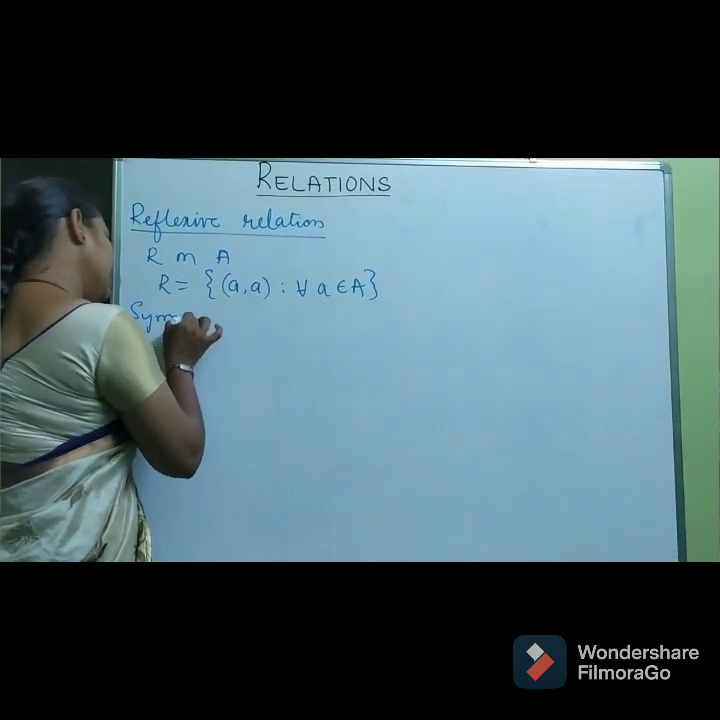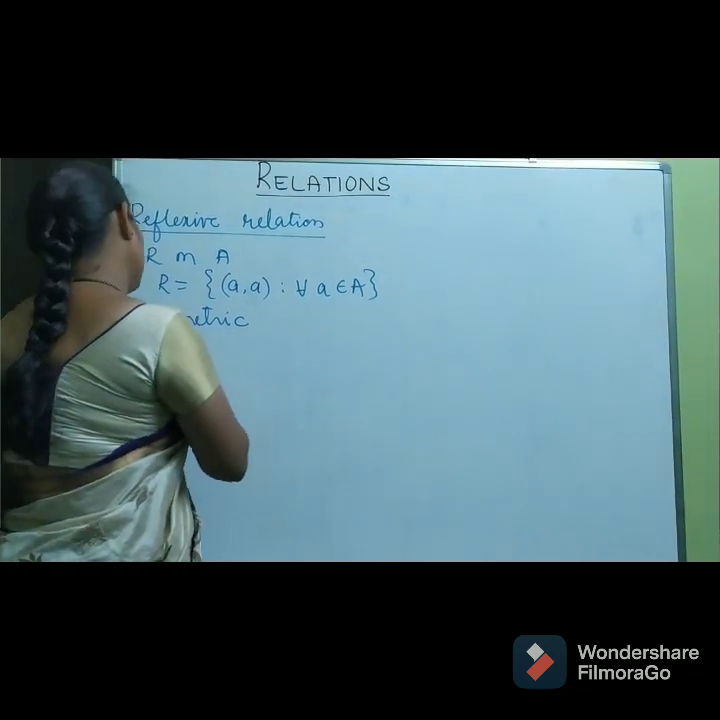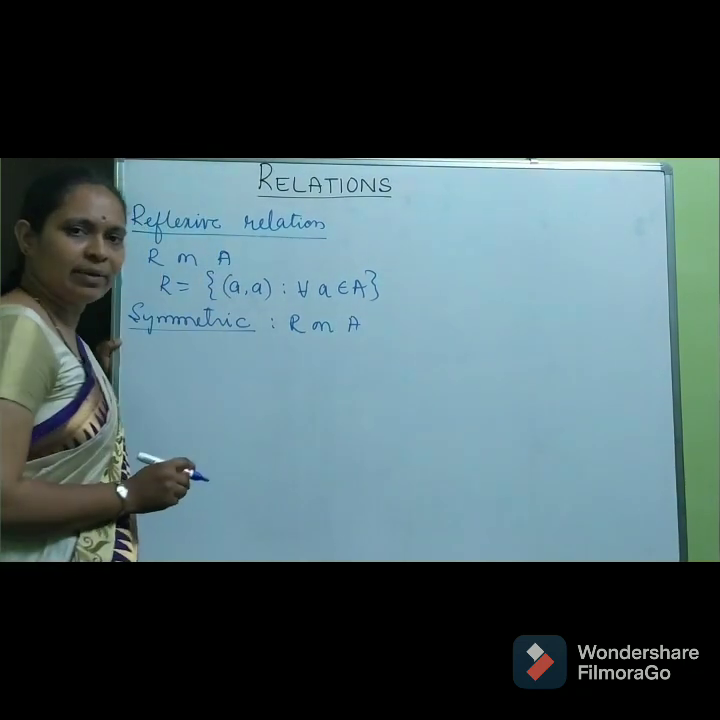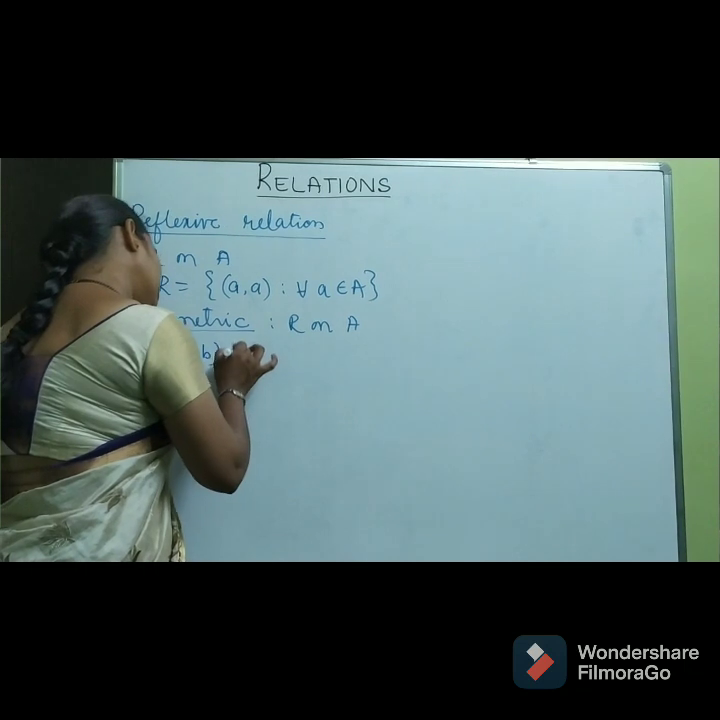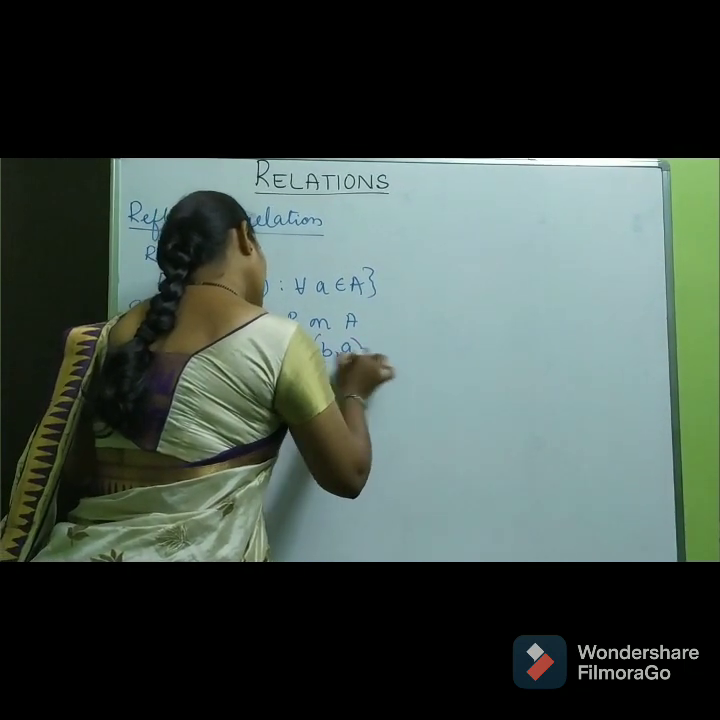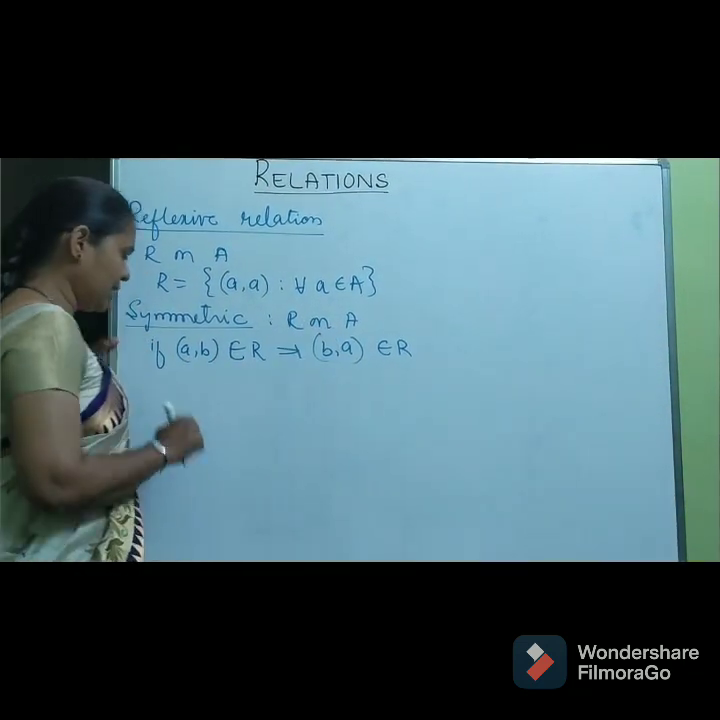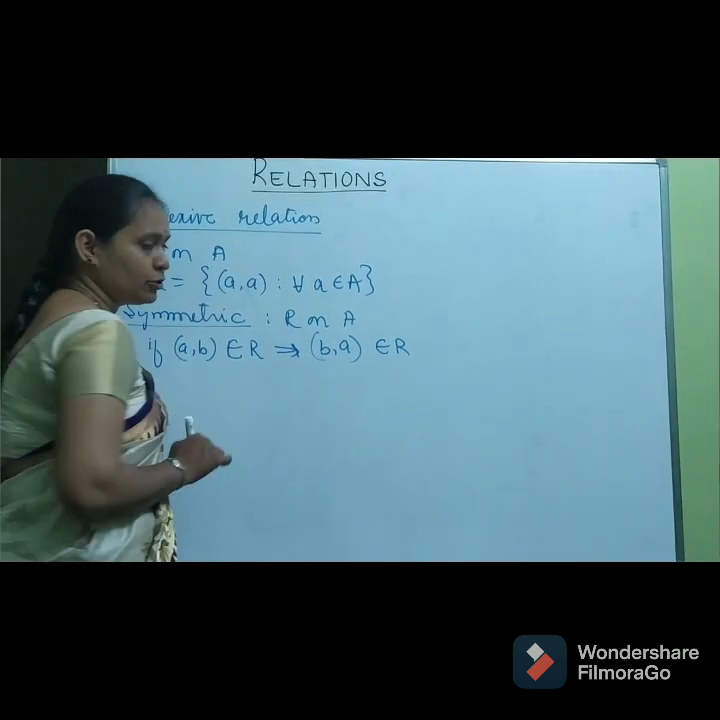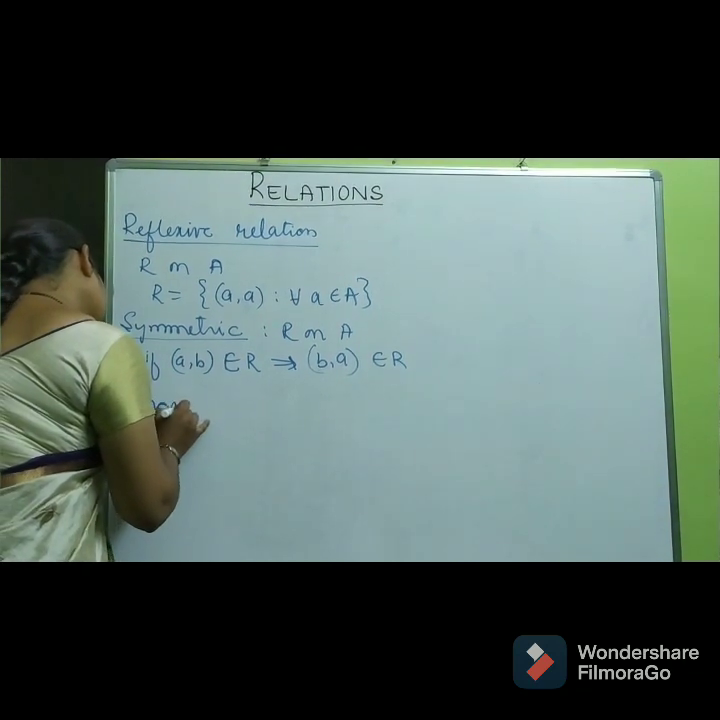Next is the symmetric relation. A relation R on A is symmetric if (a, b) belongs to R implies (b, a) belongs to R. I'll give examples for all. Next is transitive.